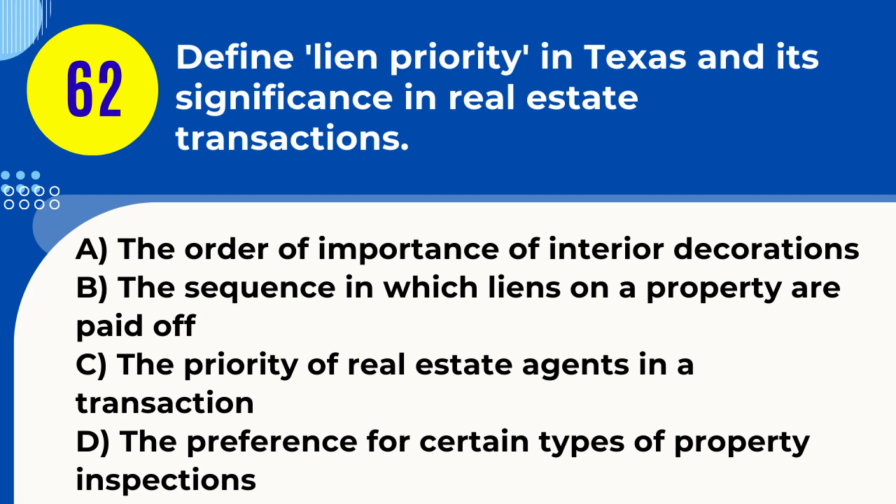A. The order of importance of interior decorations. B. The sequence in which liens on a property are paid off. C. The priority of real estate agents in a transaction. D. The preference for certain types of property inspections. Answer. B. The sequence in which liens on a property are paid off. Explanation. Lien priority in Texas refers to the order in which liens against a property are paid off, especially during foreclosure. It determines which creditors get paid first and is crucial in real estate transactions for understanding financial risks.